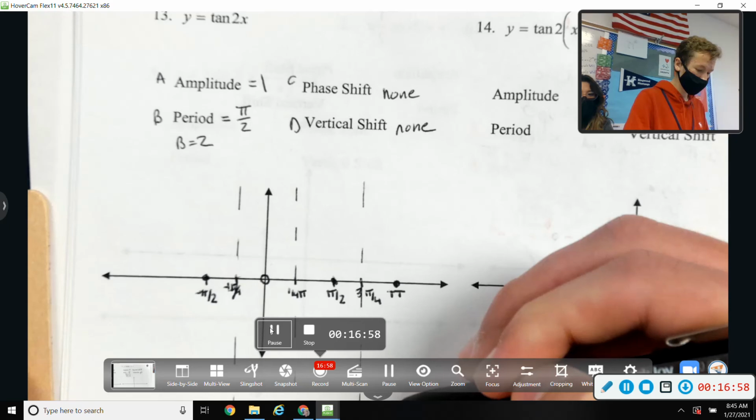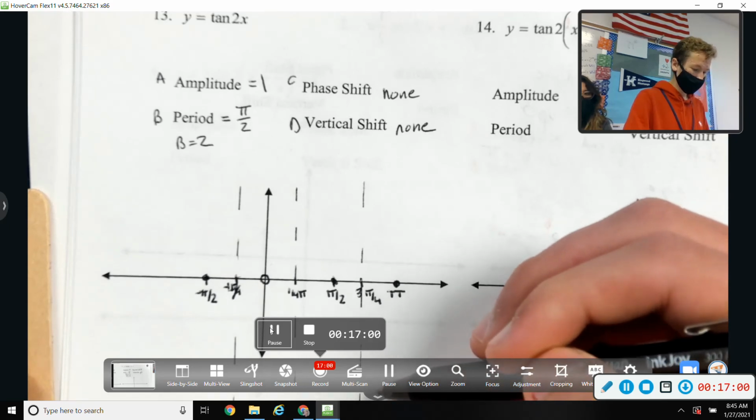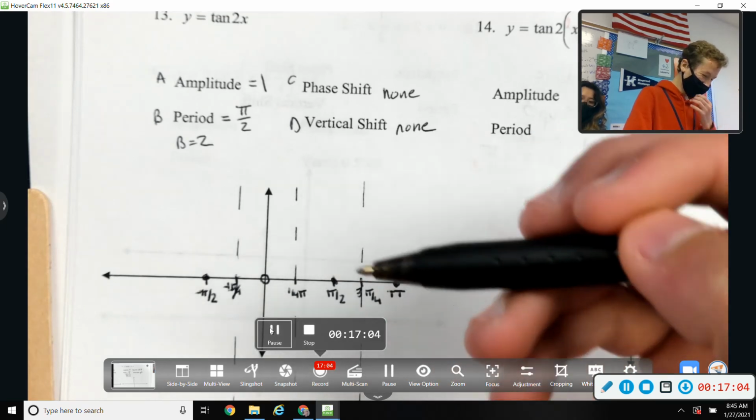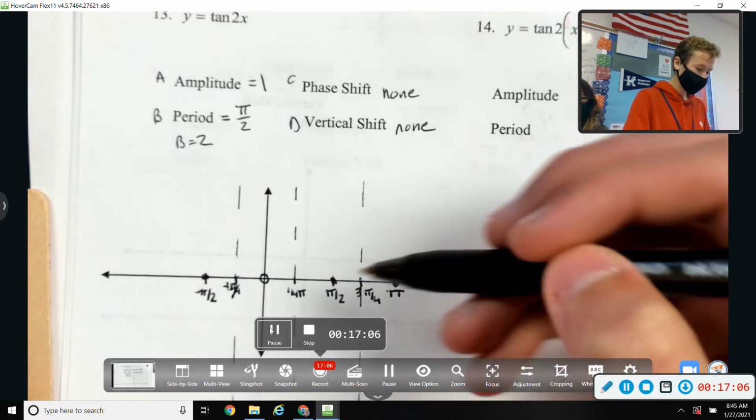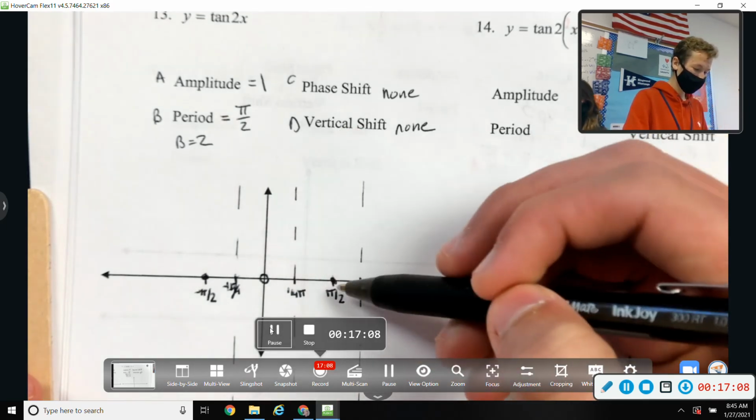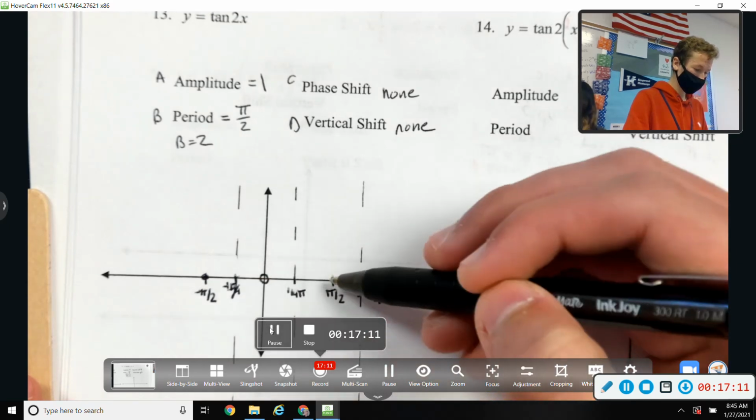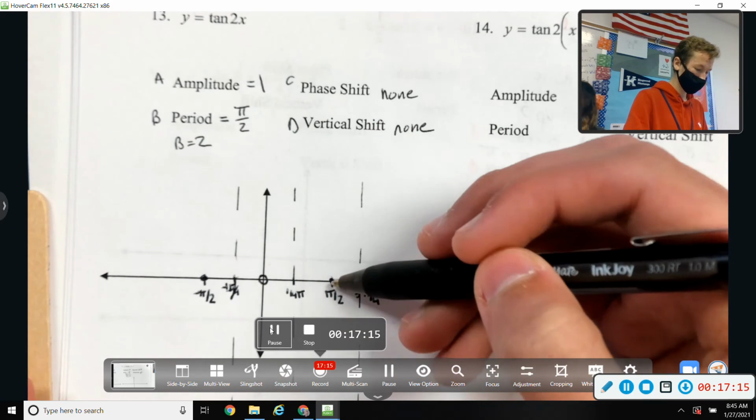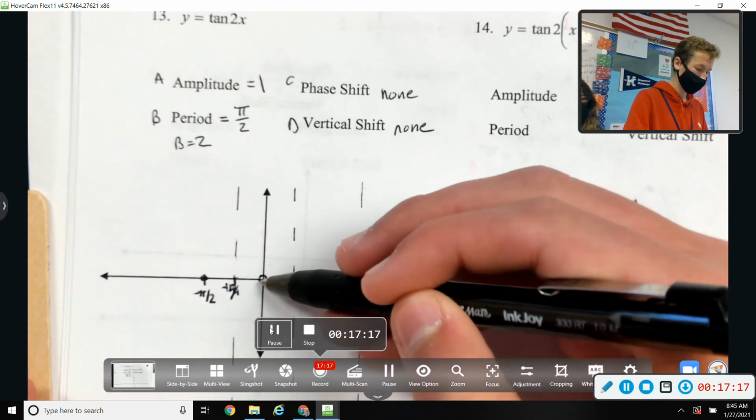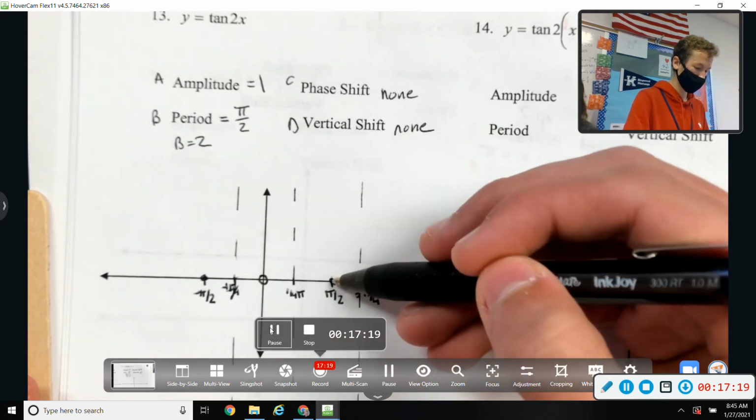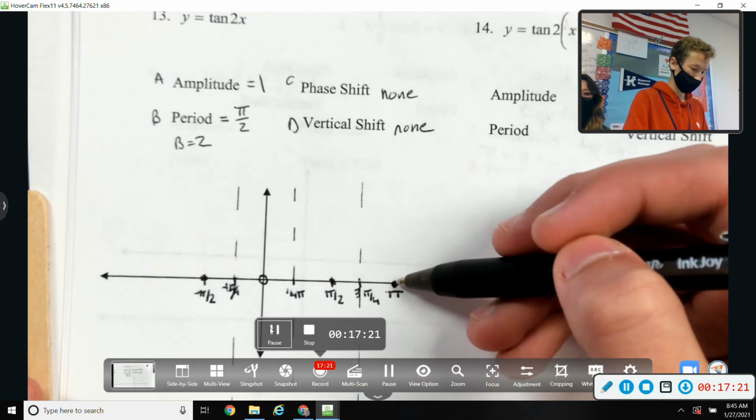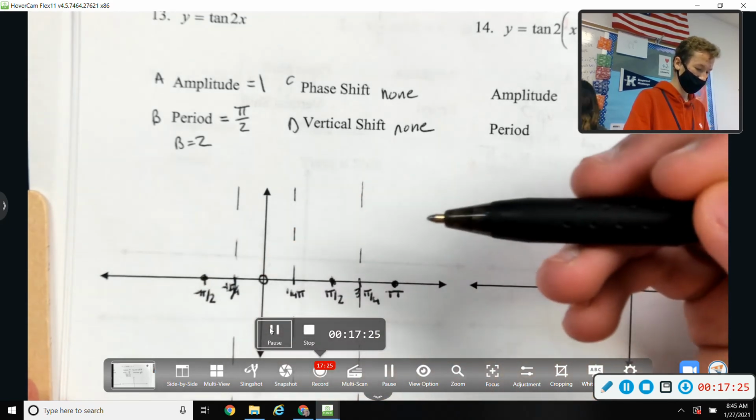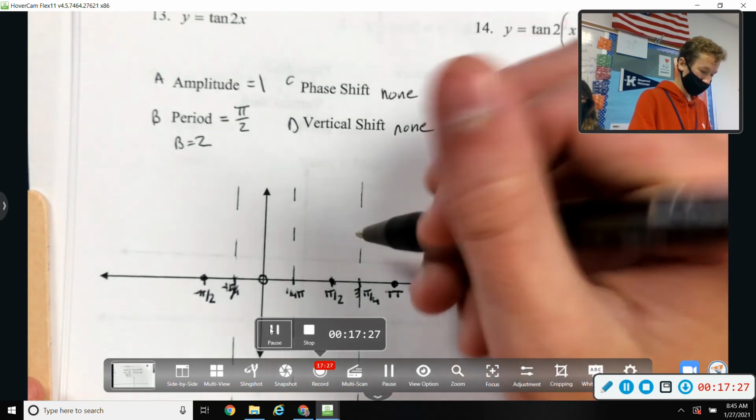Why are they the zeros? Because the period's pi over 2, so each pi over 2 is where the 0 is. So there's a 0 at 0, and then there's one at pi over 2, and if you count another pi over 2 over, it's pi. And if you count another pi over 2 the other way, it's negative pi over 2. And then you just do the lines.